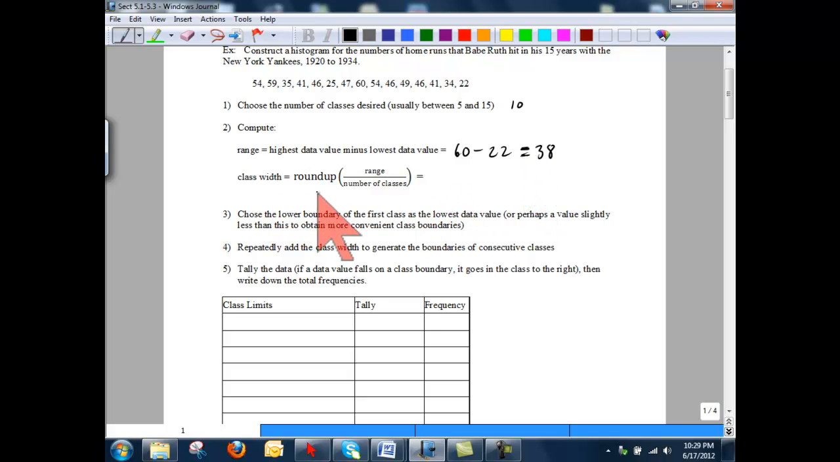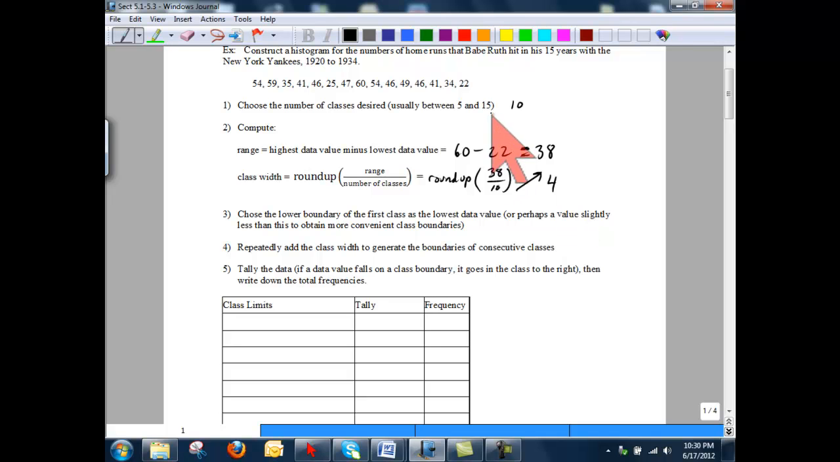Compute the so-called class width. Take the range and divide it by the number of classes that you want, and then perhaps round that. So my range is 38. I want 10 classes. That's 3.8, and so I'm going to round that up to 4.